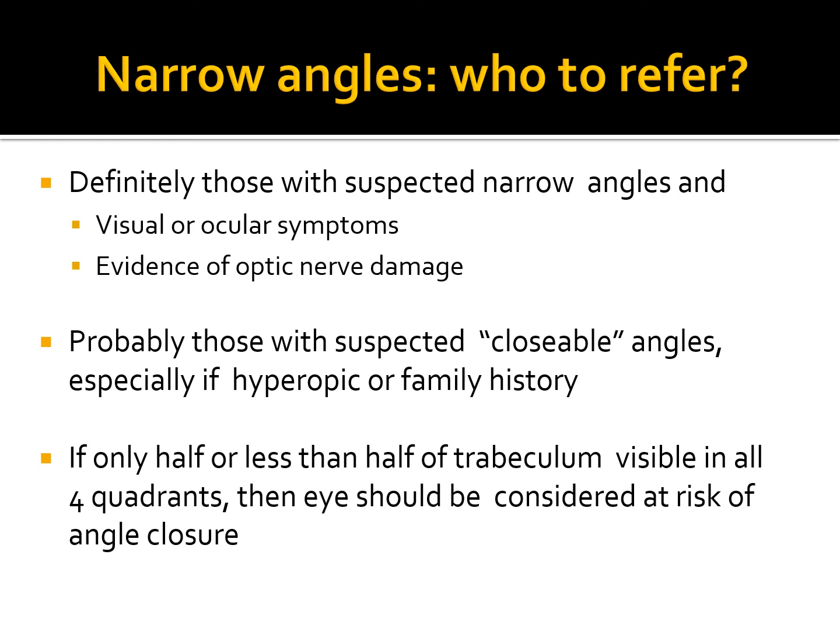Right, so let's look at that first. Well, we're going to do that without it, aren't we? If there's visual symptoms, and if the Van Herick's is very narrow, then yeah, I would say we're going to be referring anyway, especially if there's visual symptoms. And obviously, if there's evidence of optic nerve damage, then you're going to refer anyway. Probably those with suspected closable angles, especially if they're hyperopic or if there's a family history. And again, in that situation, I think an OCT can fulfill the roles that we require. Or if only half or less of the trabecular meshwork is visible in all 4 quadrants, then the eye should be considered at risk of angle closure.